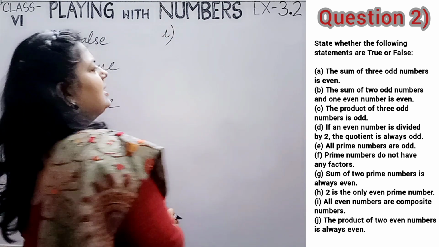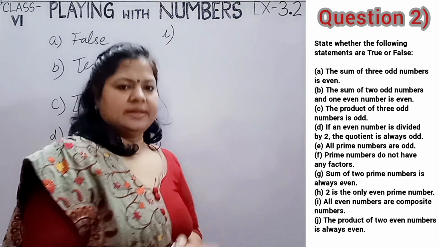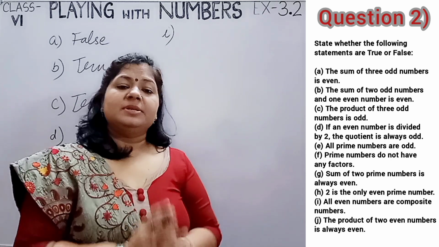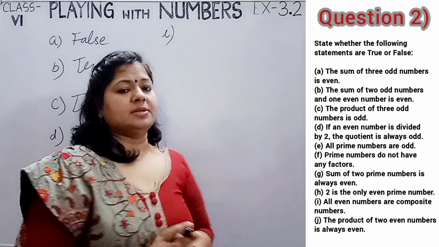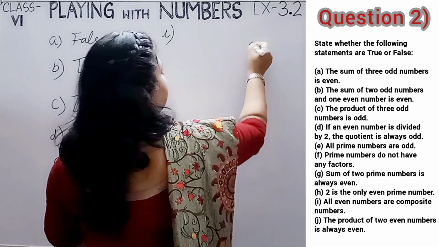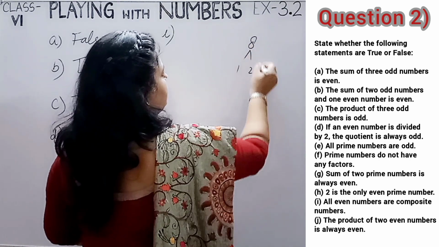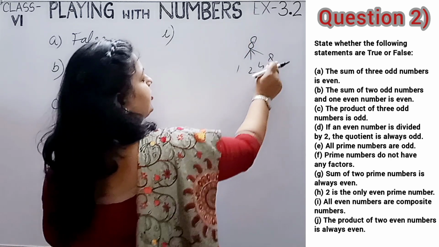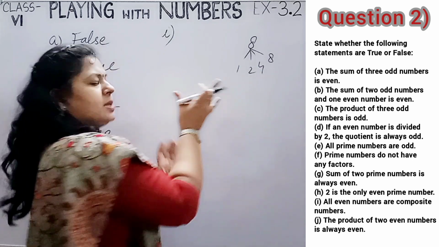I part. All even numbers are composite numbers. What is a composite number? A composite number is a number which has more than 2 factors. For example, 8: the factors of 8 are 1, 2, 4, 8. This is more than 2, so this is a composite number.